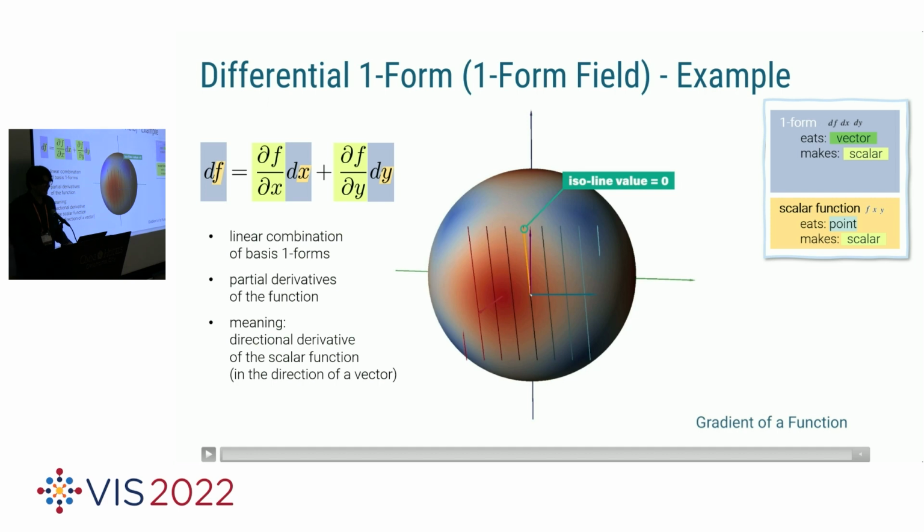Okay, so at different points on the manifold, we see different one forms here. And of course then different vectors that are the directional derivatives of the scalar function can be evaluated. So here, for example, this yellow vector that coincides with the zero isoline would, of course, evaluate to zero, because here the function in this direction doesn't change.